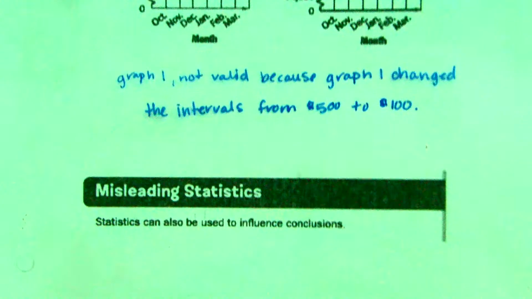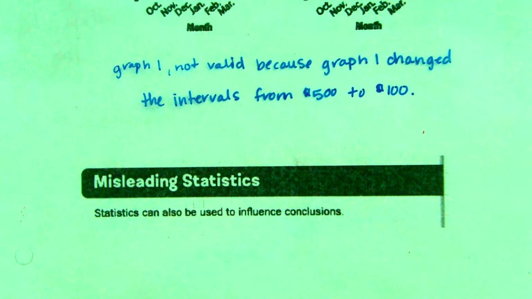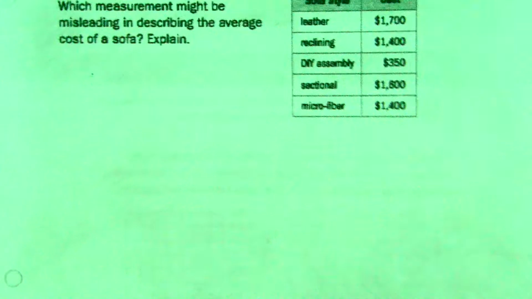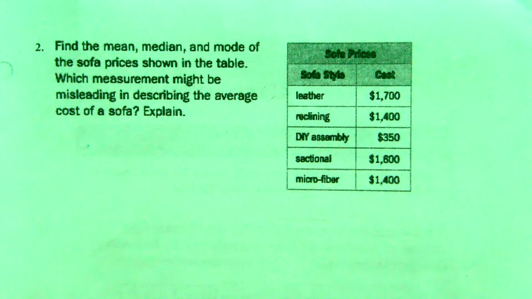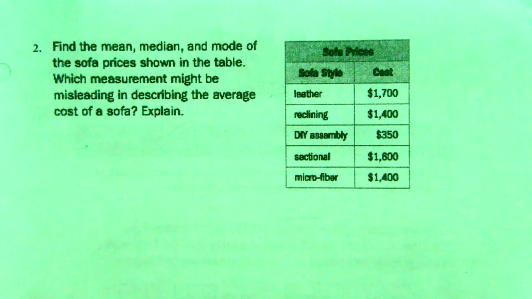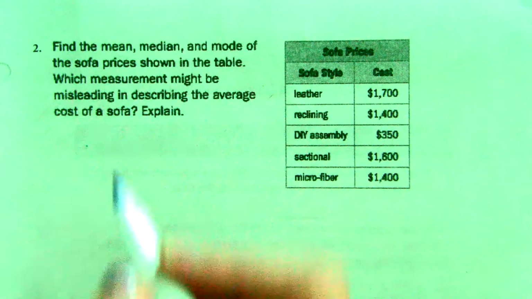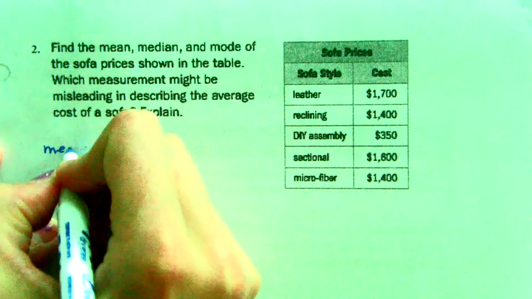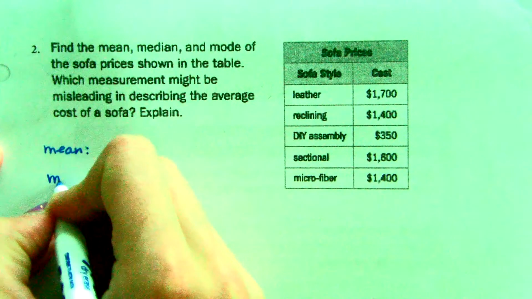All right? So the first thing we're going to do is find the mean, median, and mode of the sofa prices shown in the table. Then we're going to figure out which measurement might be misleading in describing the average cost of the sofa. And then we're going to explain why. Okay, so for the first step, we're going to find our mean, our median, and our mode.